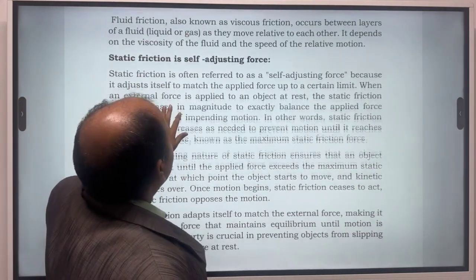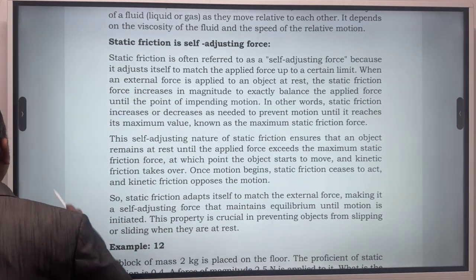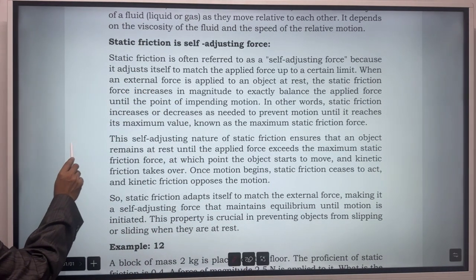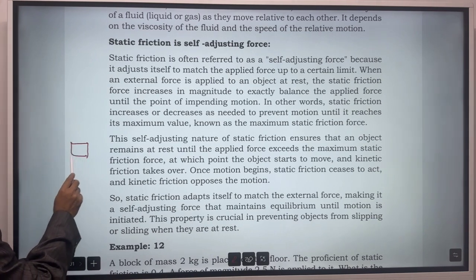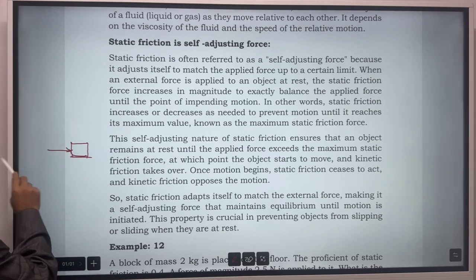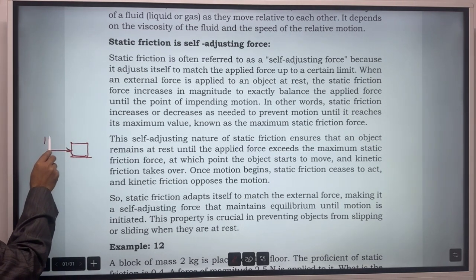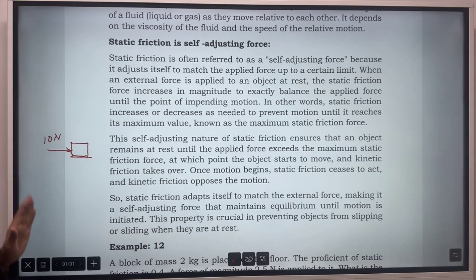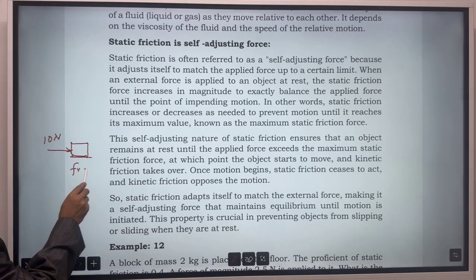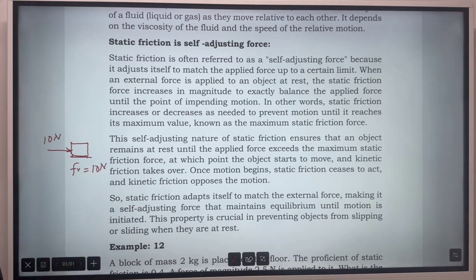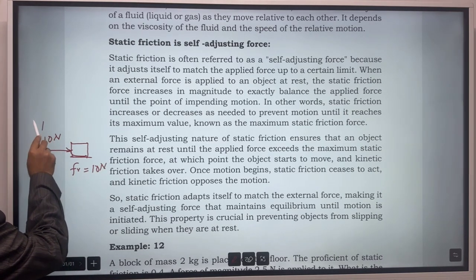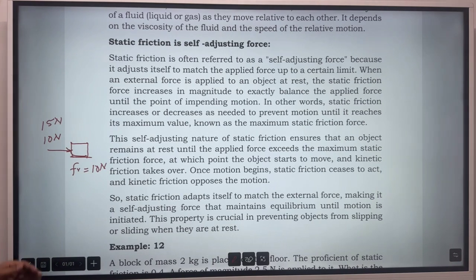Now static friction is self-adjusting force. It means suppose there is a body and it is kept on the ground and you are pushing it with certain force. Suppose you have applied force 10 Newton and body does not move. It means friction is limited to 10 Newton. Now if you increase the force, suppose it becomes 15 Newton, still body does not move. It means friction is 15 Newton. What you have observed? Friction is adjusting.